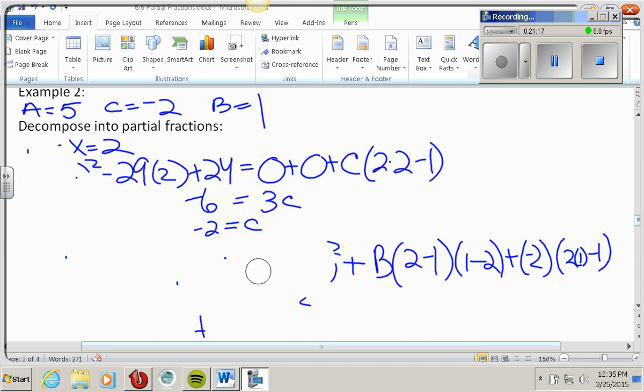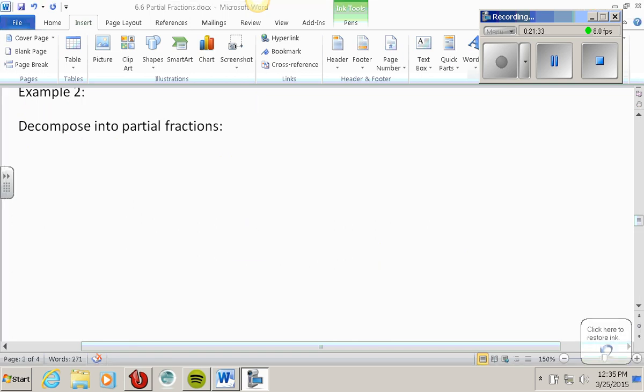decomposing 7x squared minus 29x plus 24 all over 2x minus 1, x minus 2 squared. And again, to double check yourselves, go ahead and put each value into your calculator and go to the table and make sure they are exactly the same.